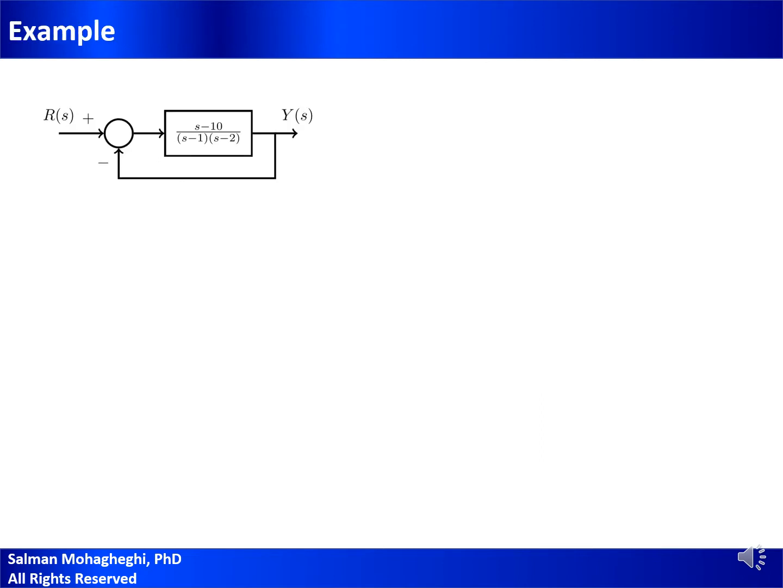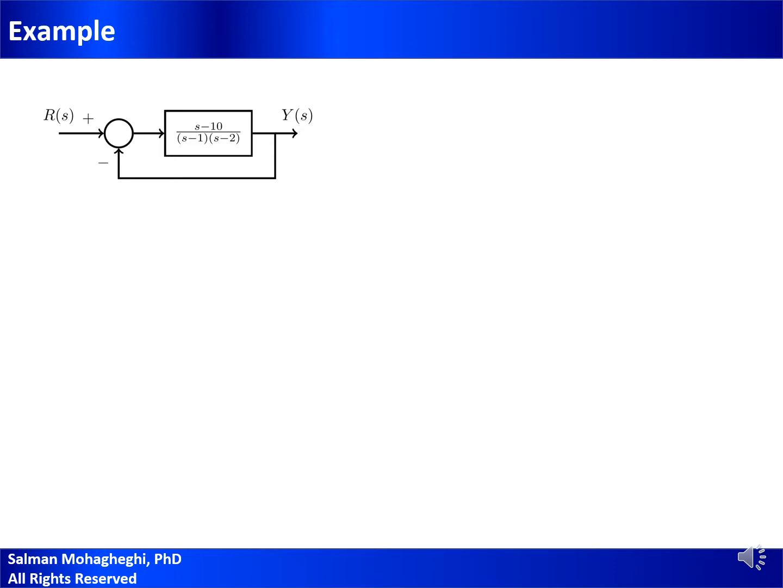We did an example last time, but just to make sure that everything makes sense, let's do one more example. So this is the new system that I have, with a unity feedback and a feed-forward transfer function of the form (s - 10) divided by (s - 1)(s - 2). So the system has poles at 1 and 2, and a 0 at 10, all of which are located in the right half plane. The first thing we do is rewrite this system in a standard format.